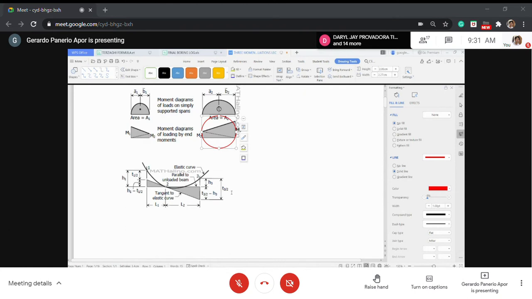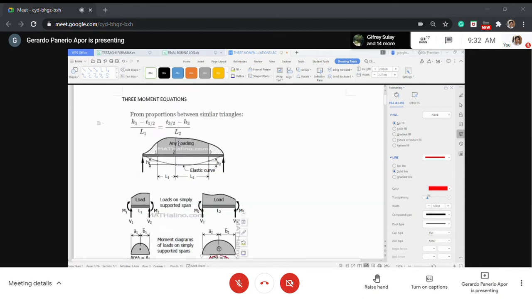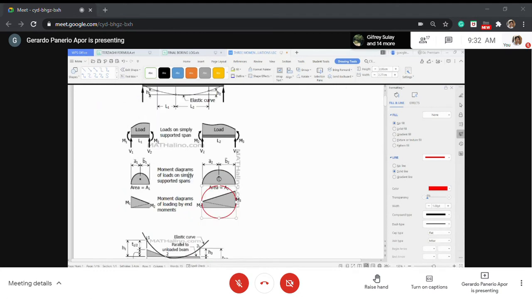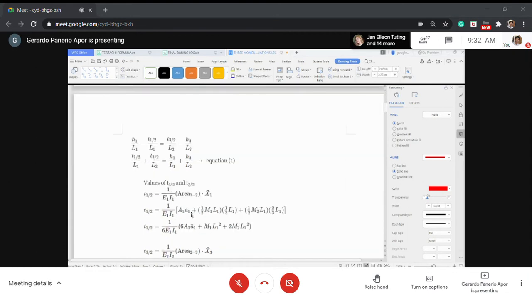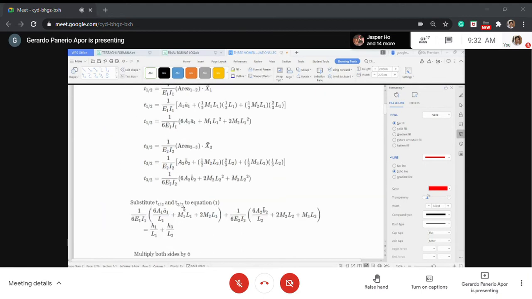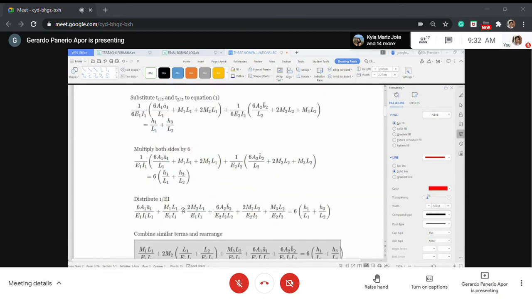Once you know that, the other one can be determined. So it becomes T32 minus H3. So like that, that is the way of the three-moment equation. Now the three-moment equation, this one is just a derivation. I will not go into this. I will just give you the formula.